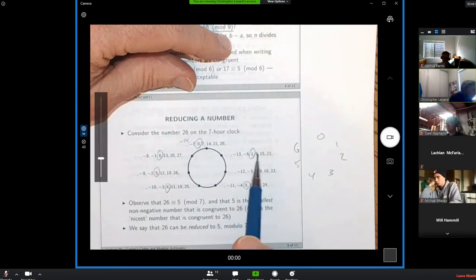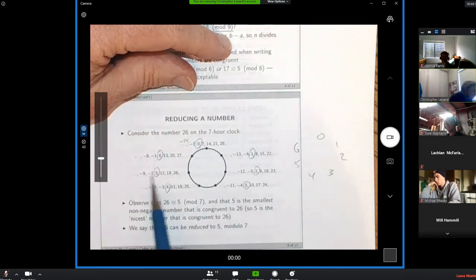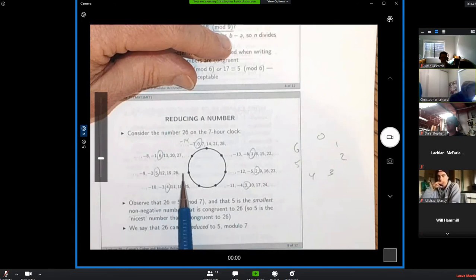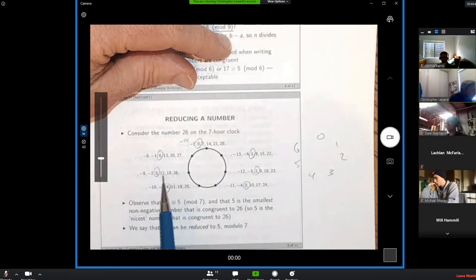So reduce 22 to 1, reduce 23 to 2, reduce 24 to 3. 26, where's 26? 26 to 5. 26 is congruent to 5 mod 7. 5 is the smallest non-negative number that's congruent to 26. So you look at all the non-negative numbers, so you don't worry about -9, -2, 5, 12, etc. What's the smallest one of these that's congruent to 26? Well, 5 is.